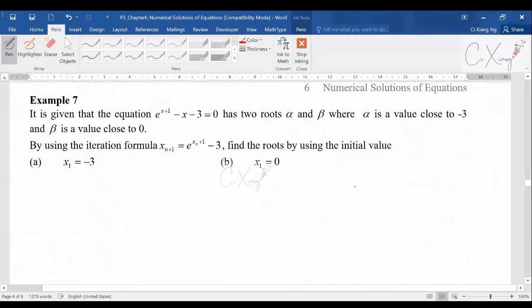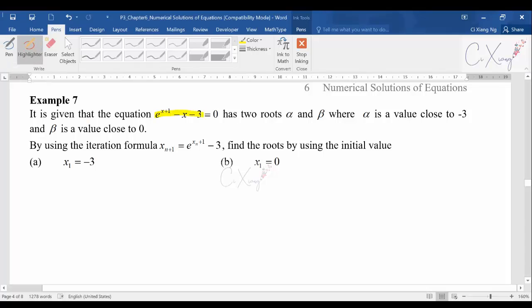So for examples 5 and 6 so far, you can see that we actually can get the answer very easily. You can get the convergent answer, that means the approximation root, right or not? All right, so let us try one example that will not give you the approximate root.